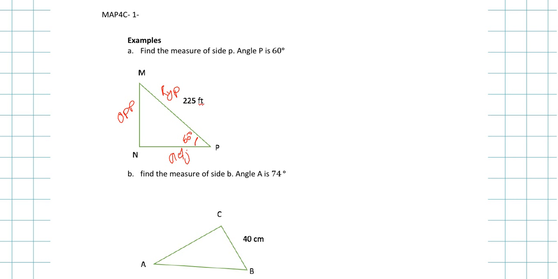Remember that we always name our triangle with the side, if this is angle P, then the opposite one is side P. Angle M, that means this is side M. Angle N, this is side N. Okay? This is how we name the triangle. So if you're looking for side P, that means you're looking for the opposite. And what do you know? I know the hypotenuse. Opposite, hypotenuse. Which ratio has opposite and hypotenuse? Sine. So, sine angle P is equal to the opposite over the hypotenuse.